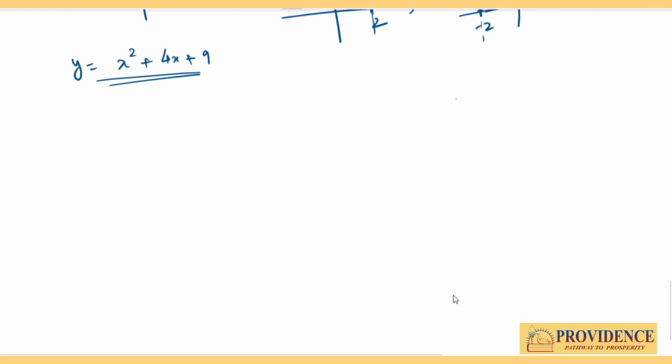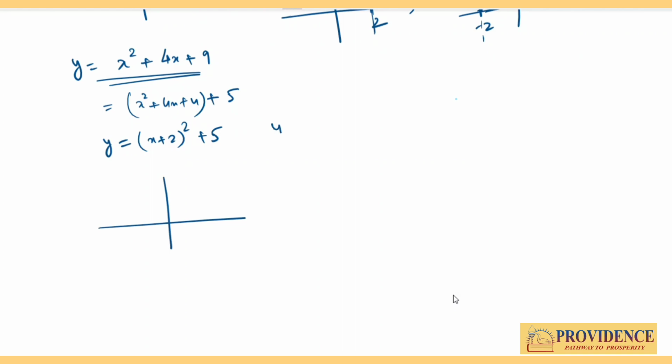There are different methods actually, but one of the easiest methods, which I feel, is first let us express it in the form of something whole square. So y equals x square plus 4x plus 4, and we are left with 5, so this is simply x plus 2 whole square plus 5. The approach should be something like this.